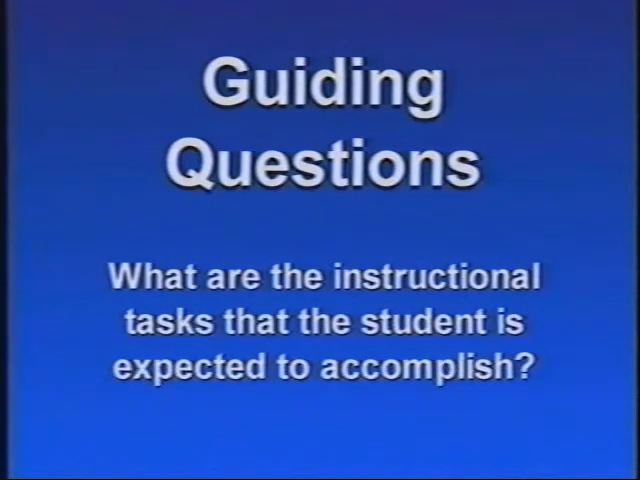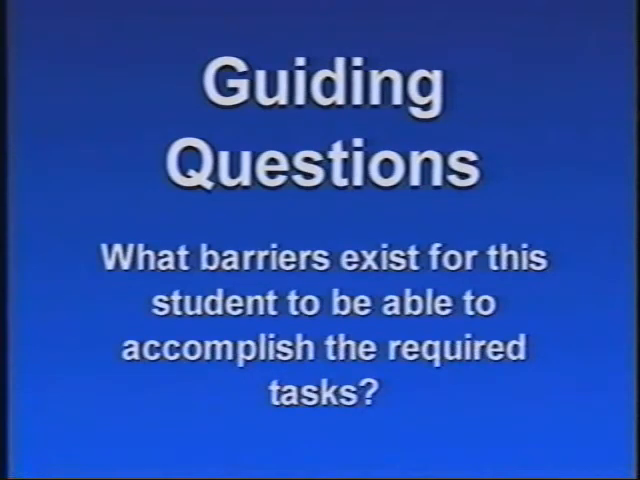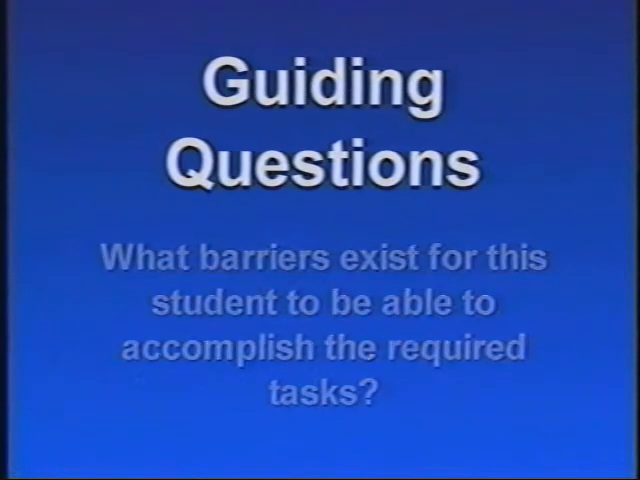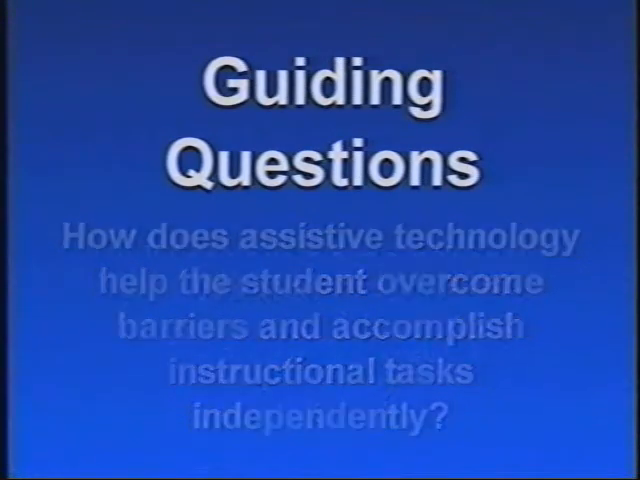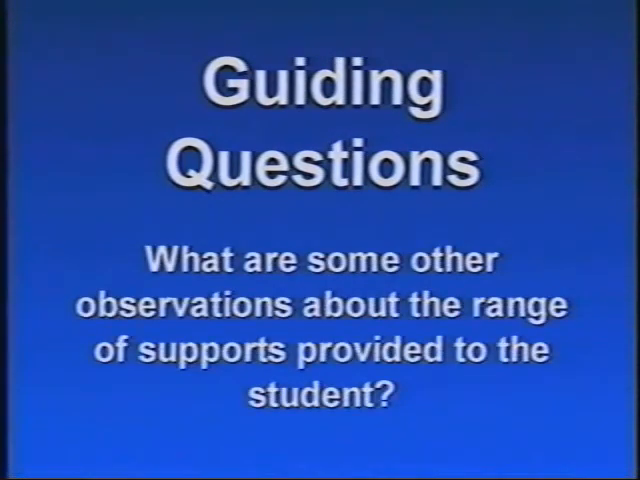What are the instructional tasks that the student is expected to accomplish? What barriers exist for this student to be able to accomplish the required tasks? How does assistive technology help the student overcome barriers and accomplish instructional tasks independently? What are some other observations about the range of supports provided to the student?